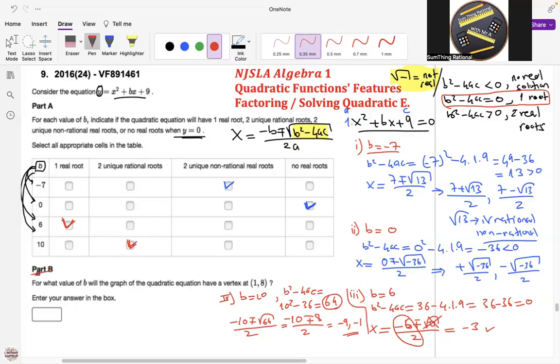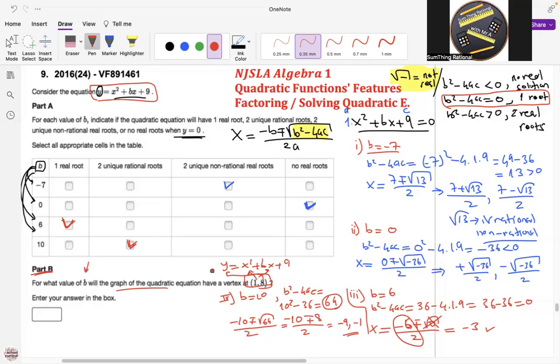This question has part B also. You can just check part B as well. What it says in part B is that this quadratic graph has vertex (1, 8). So what is the value of b for that? Since the vertex is on the function, we can plug this point (1, 8) into the function y equals x square plus bx plus 9, where x is 1 and y is 8.